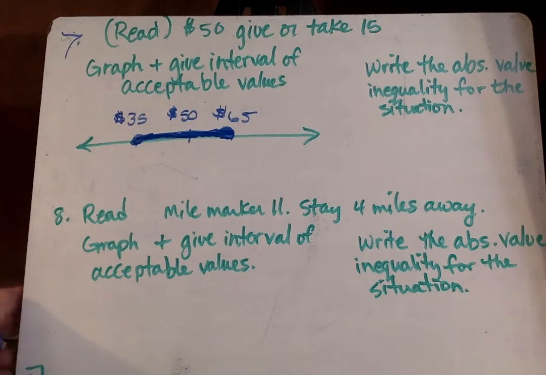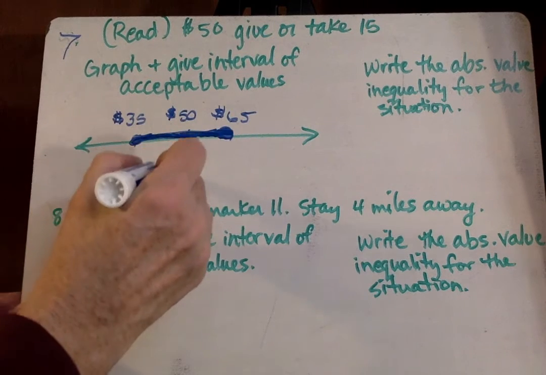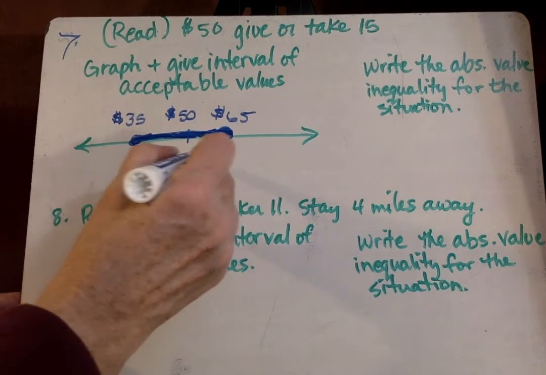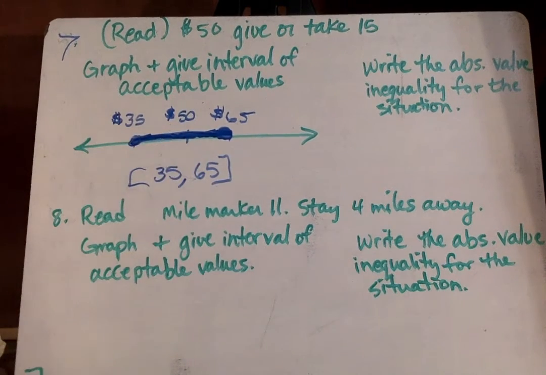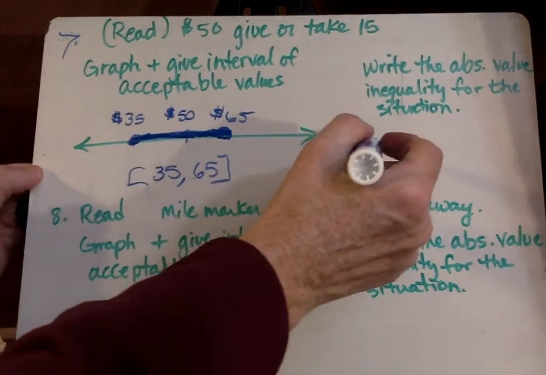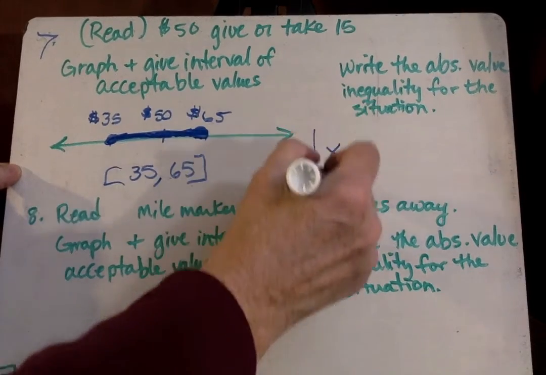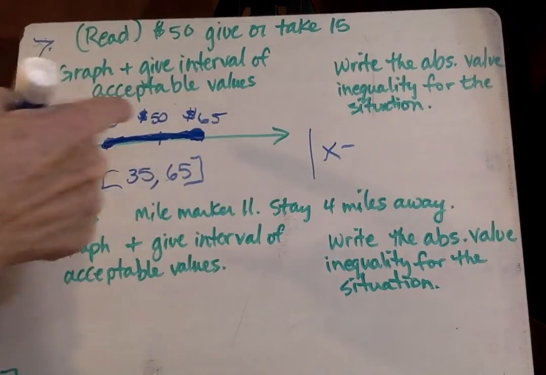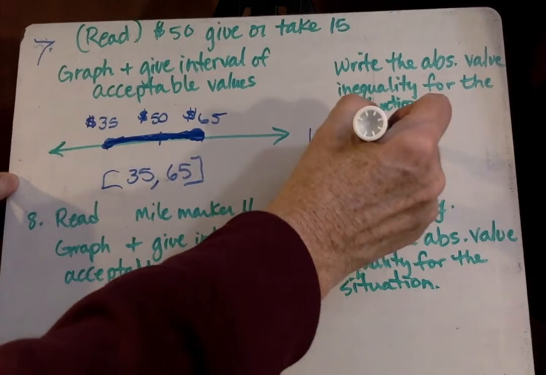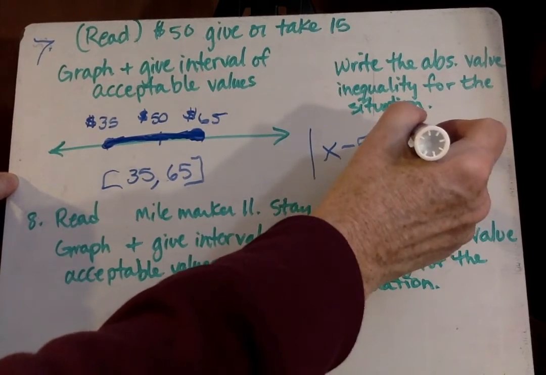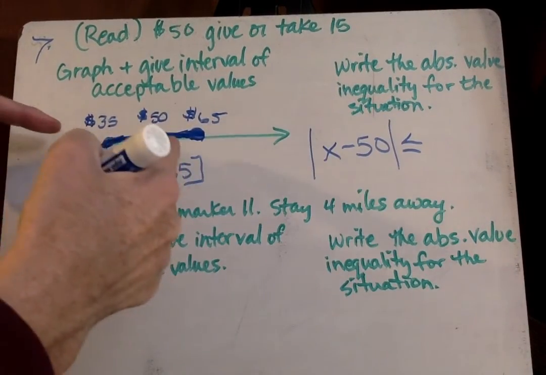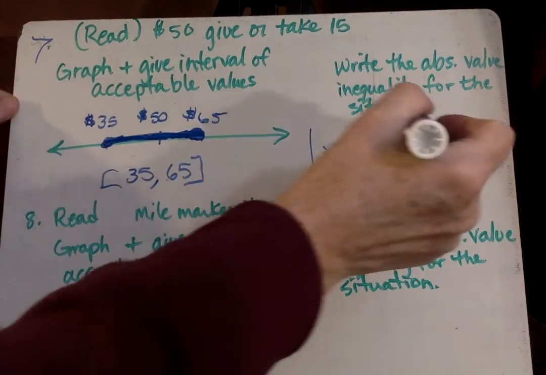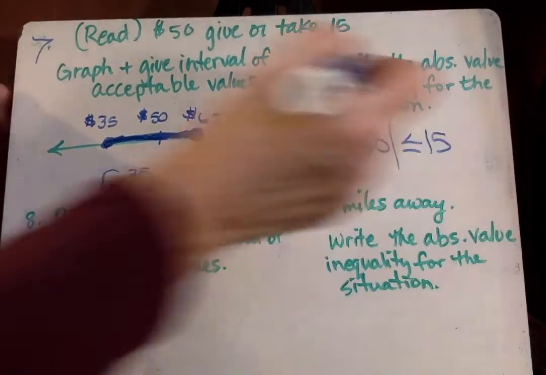Our interval is going to be within 35 and 65. There's no union, it's one little interval, so it's probably going to be a less than. So we're going to say your actual amount minus your expected amount, 50, is going to be less than or equal to, because it's within the little zone, $15.